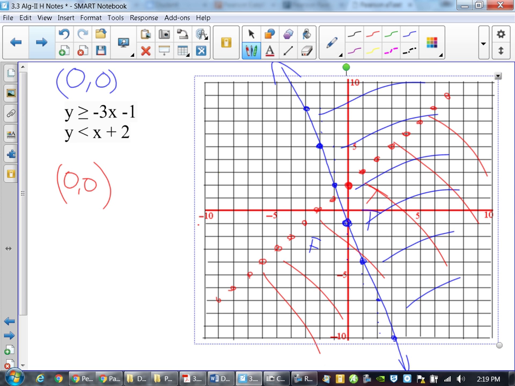That's all this means, guys. It means that any point you pick that's in that double shaded region is an answer for both solutions. That's it. Or it's a solution to both systems.